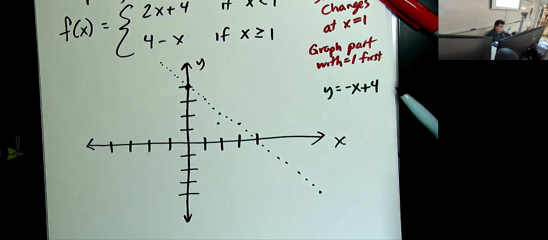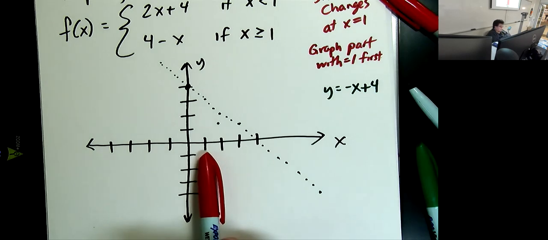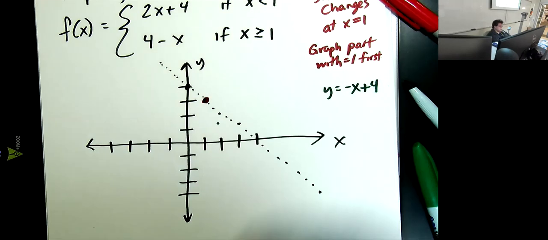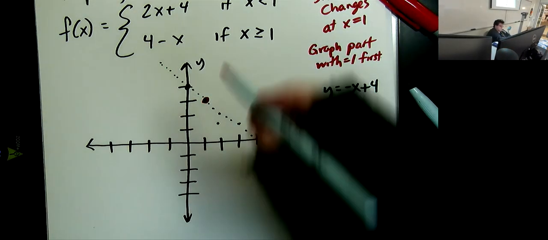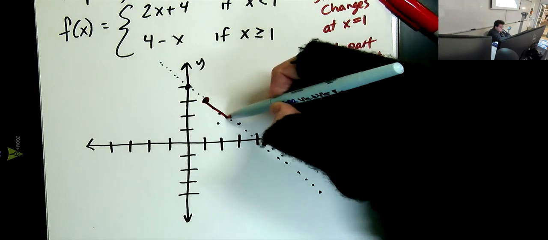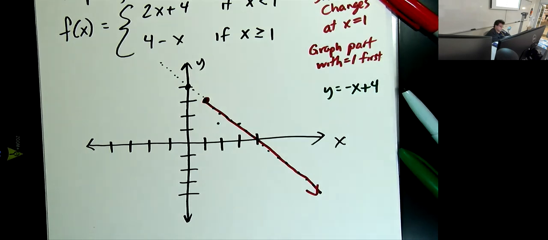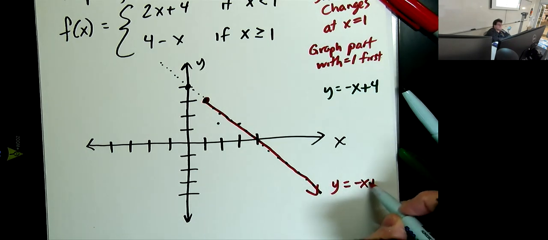Now, okay, where does my graph start? For values of x that are greater than or equal to 1, which is right here, I'm going to go there and put a point on the graph right on that line and draw the line in the direction that it says. x greater than 1 is this direction. So that gives me my y equals negative x plus 4.